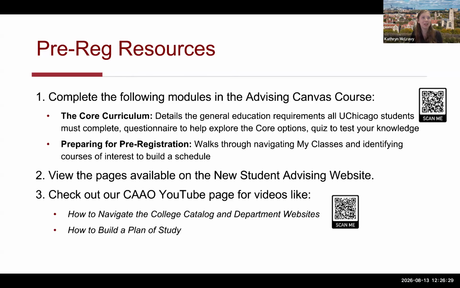We also have a really helpful new student advising website, and there are QR codes here so you can scan those. Visit those websites and the resources we have available for you all to navigate and learn more about classes and options here. We also have a YouTube page with tutorials on how to navigate the college catalog and different department websites. You can watch some of those quick videos. We also have guides on how to build a plan of study, which can be really helpful as you're thinking about autumn quarter classes.